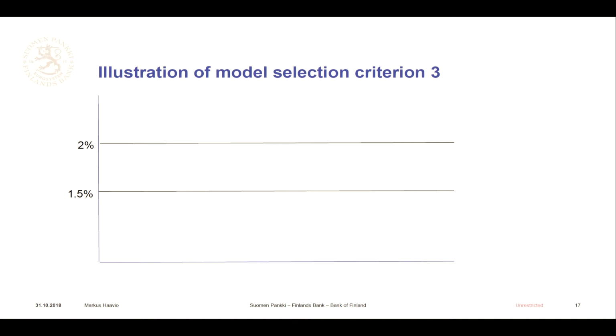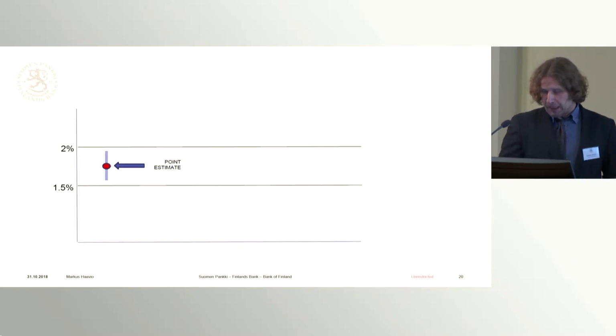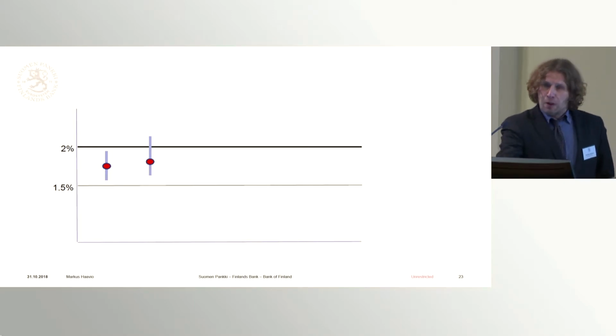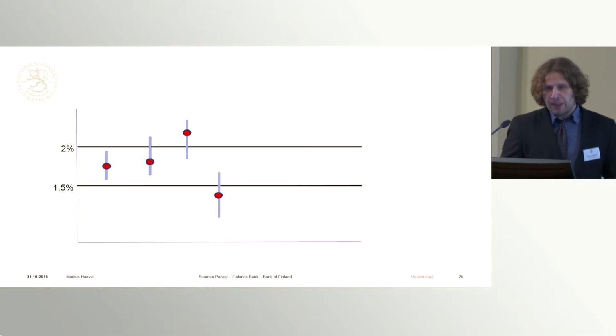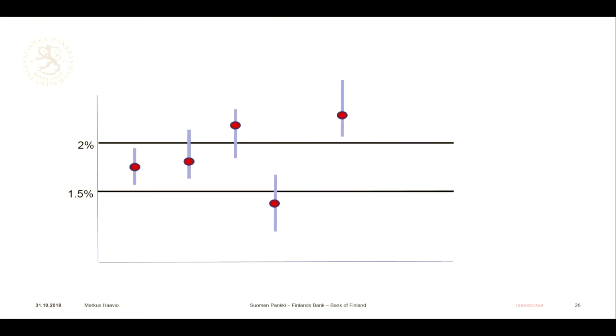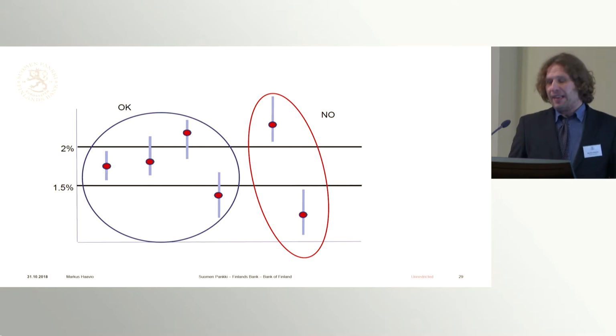Let me explain a little bit what this third criterion means. We have here the range from 1.5 to 2%. Here's one model which gives you the point estimate between those two. There's the 95% band, so this model is okay. Also, this model is okay. You have the point estimate between 2% and 1.5%, although the confidence band exceeds 2%. Even this model is okay according to this criterion. The point estimate is above 2%, but it still allows for the possibility that it's below 2%. So it does not contradict the official criterion of price stability. And this model is also okay. However, this model I now show is not accepted by our criterion because the 95% confidence band does not contain any values between 2 and 1.5. So the groups on the left are accepted, while the group on the right is not accepted.